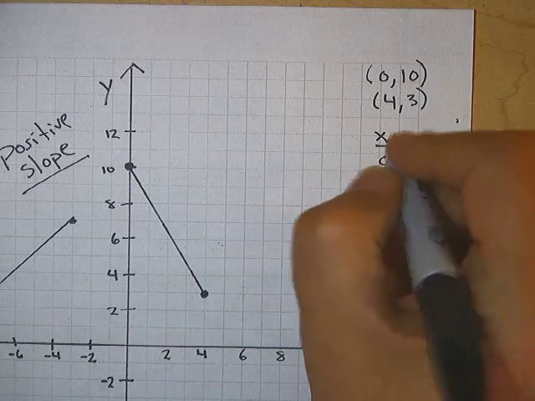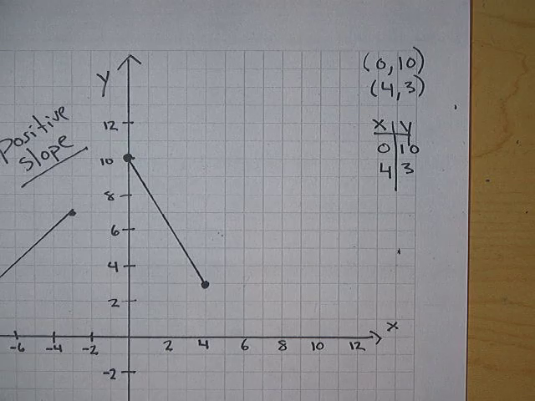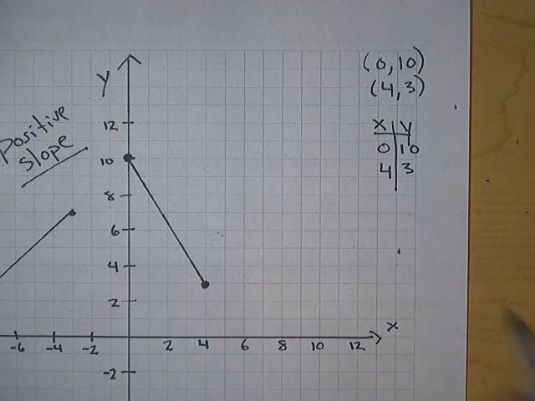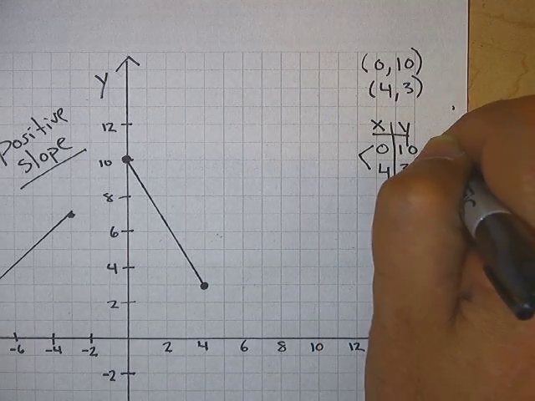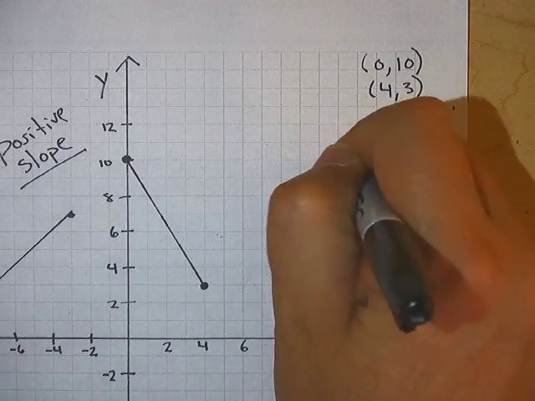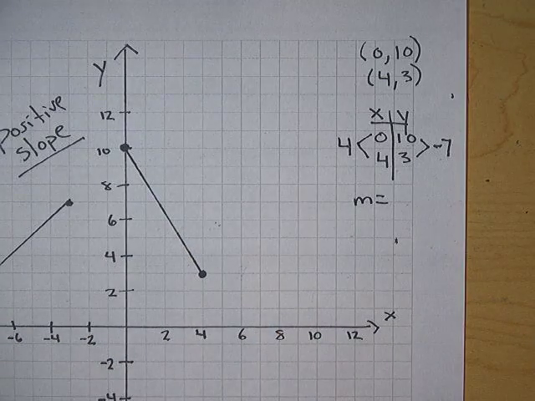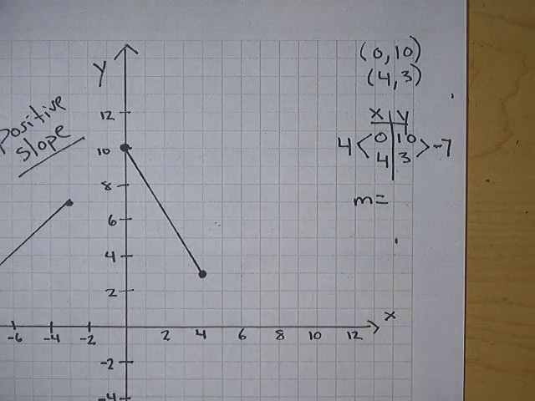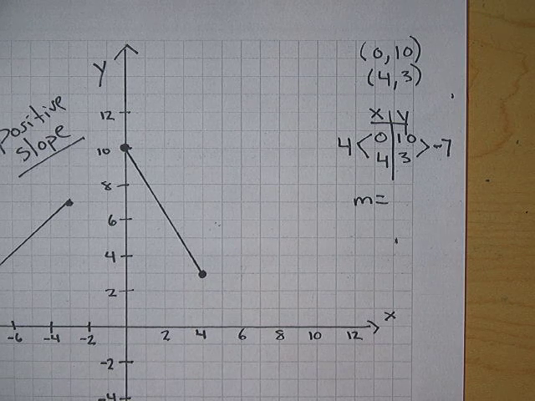Okay? Let's do the same thing we did before. Let's write an equation for this line using a table. So can you take what we just did and put it into a table? So x and y. So we'd put (0, 10) and (4, 3). And we'll do the same thing. We'll do our deltas. We'll decide which form to use. This side would be negative 7. This side would be a positive 4. So our m, we're going to divide those.